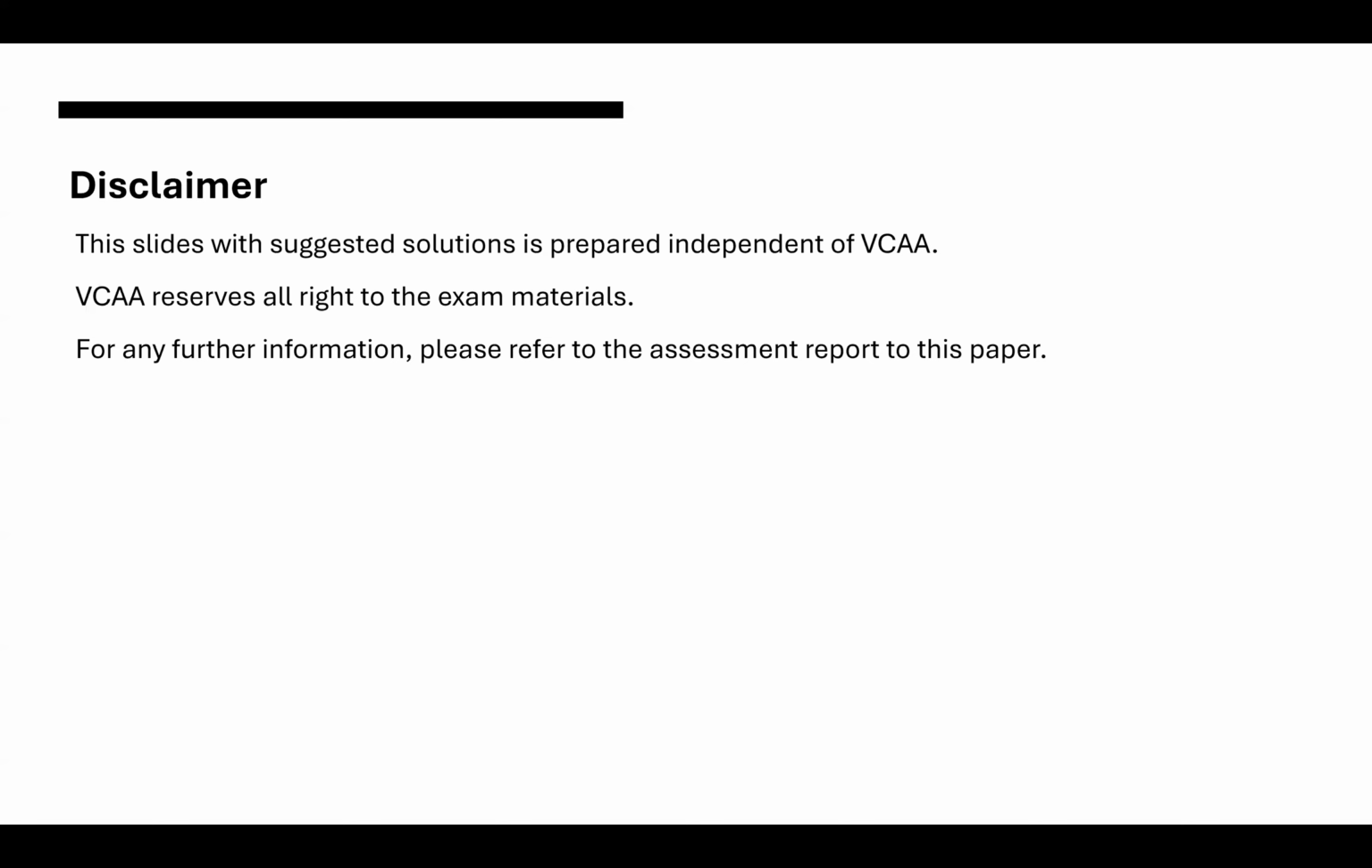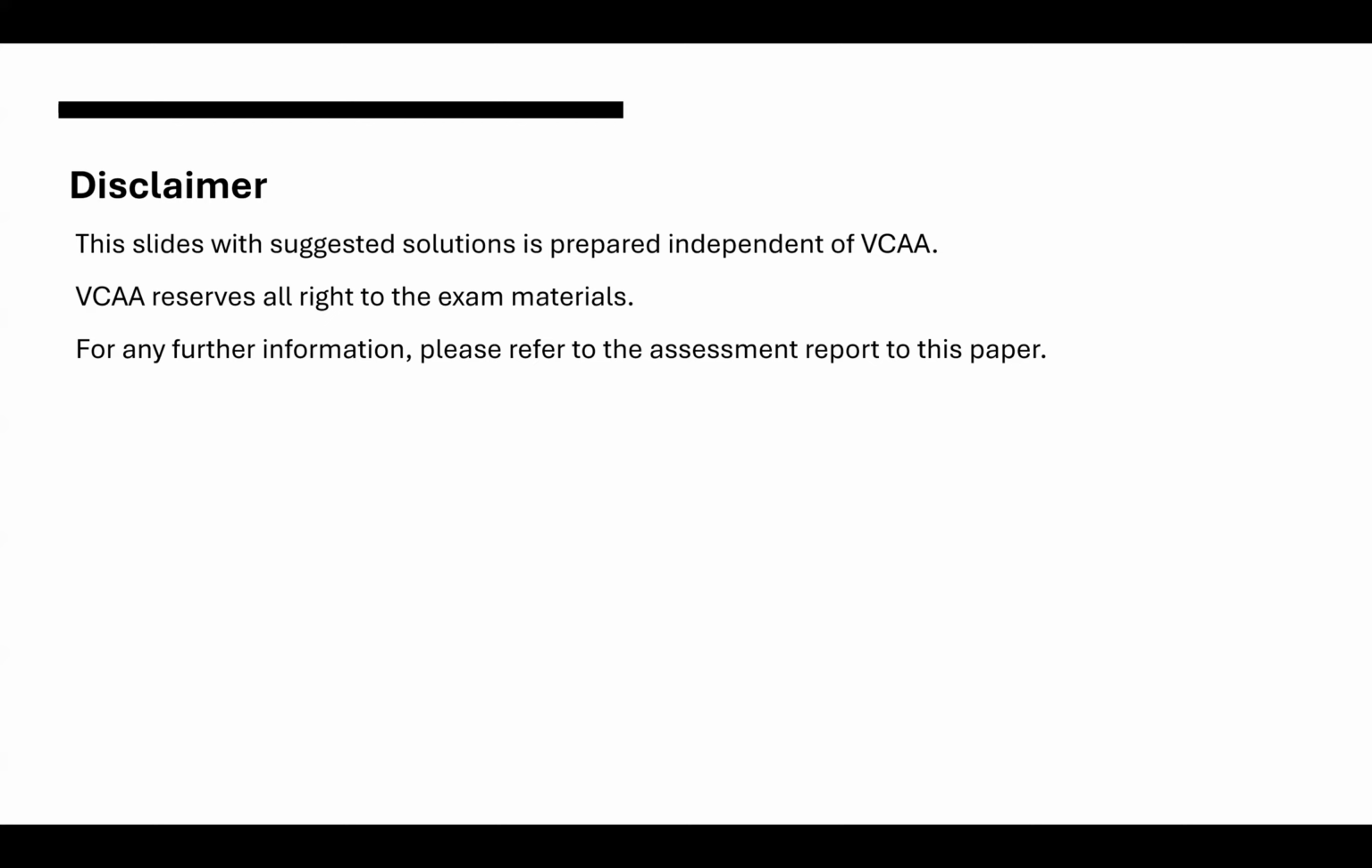I need to make an obligatory disclaimer. This slide with my suggested solution is prepared independent of VCAA, and it doesn't reflect the opinion or views of VCAA. Also, VCAA reserves all rights to the exam materials. For any further information, please refer to the assessment report to the paper.